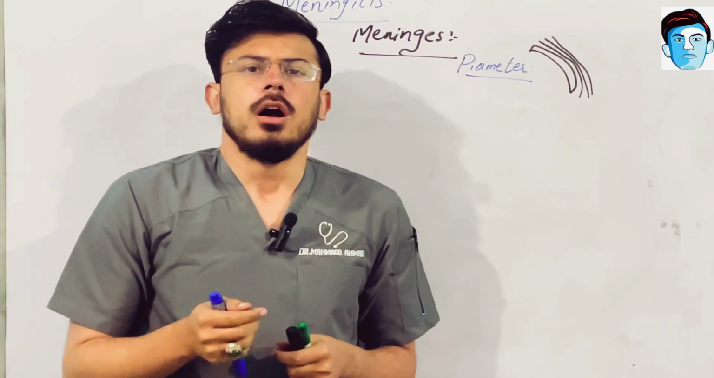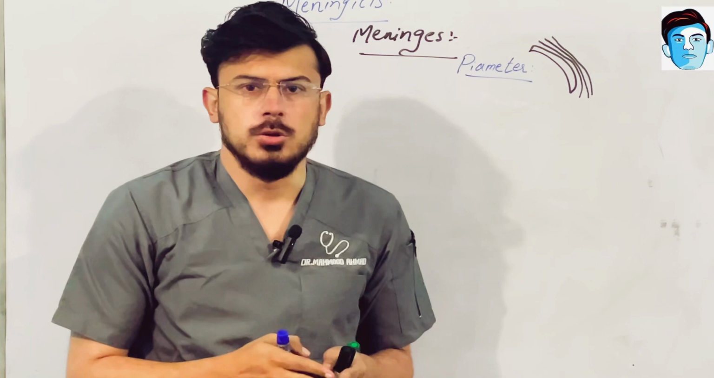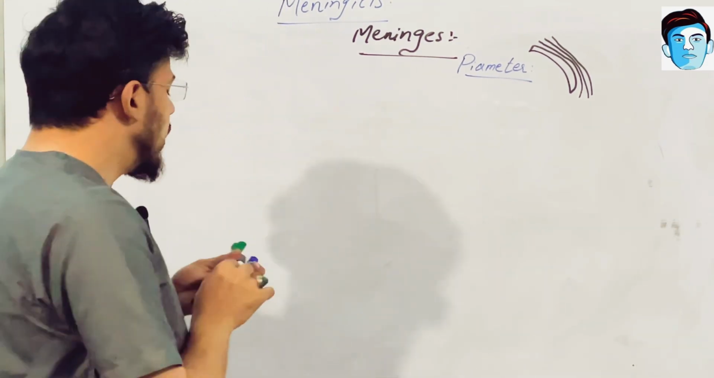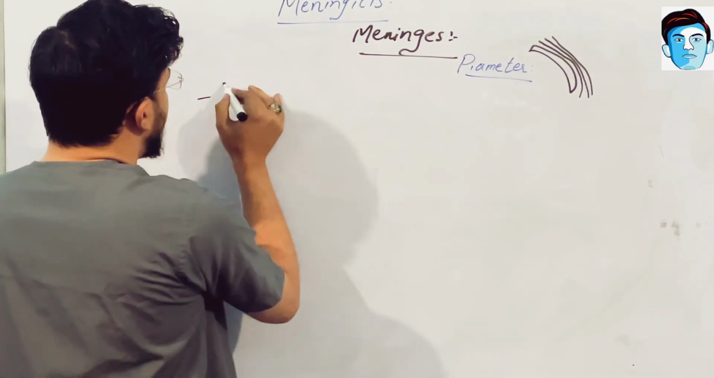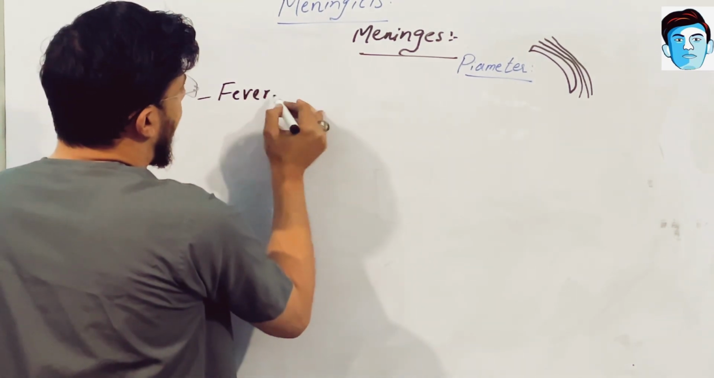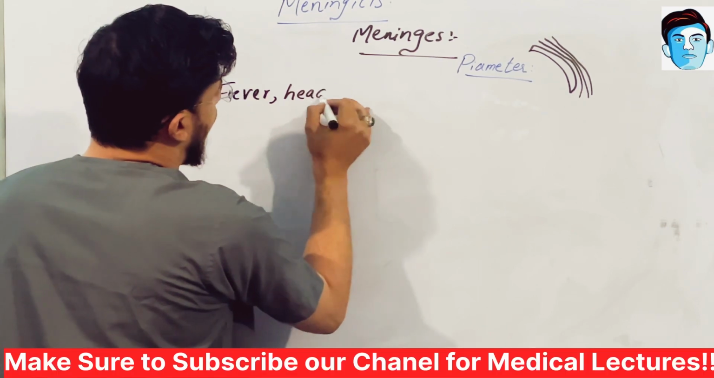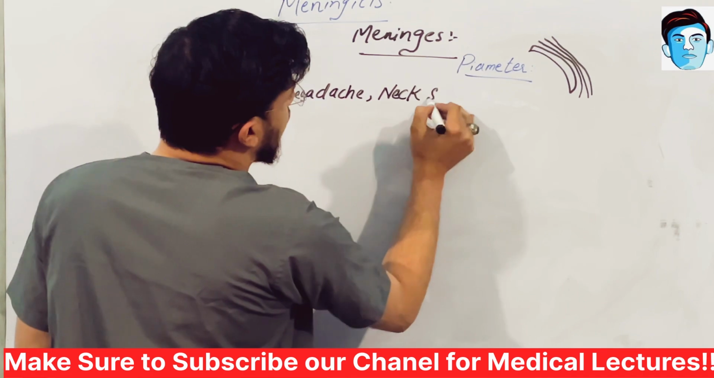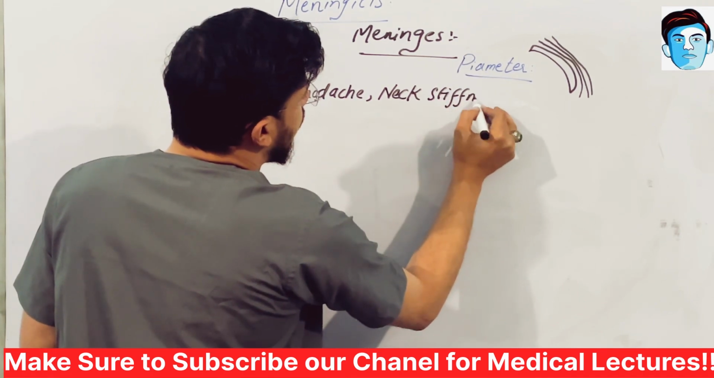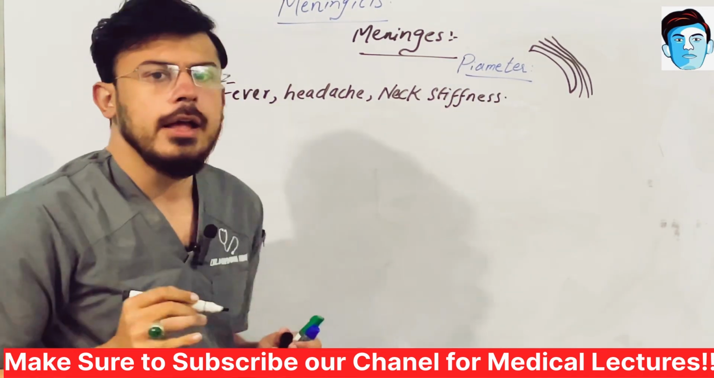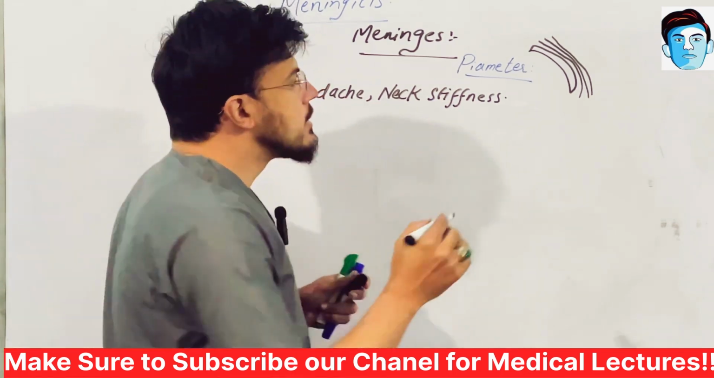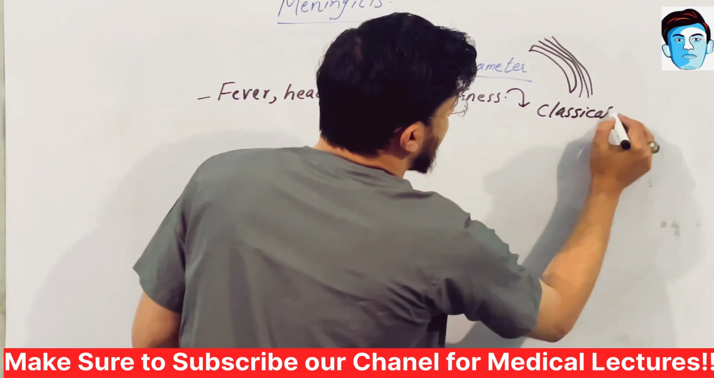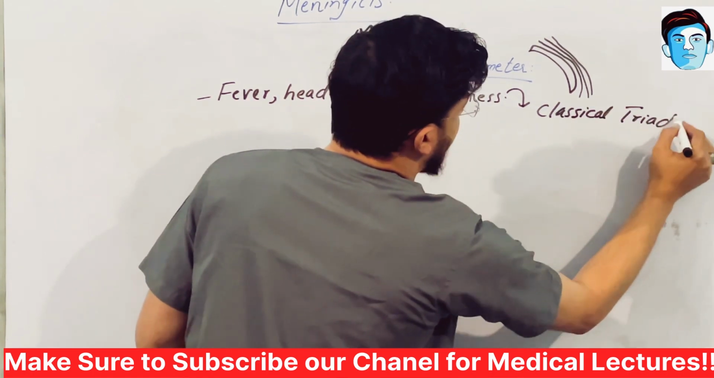Usually the patient is presented with fever and confusion. But in case of meningitis, the patient is presented with fever, headache, and neck stiffness or neck rigidity. Now, fever, headache, and neck stiffness are considered the classical triad for meningitis.